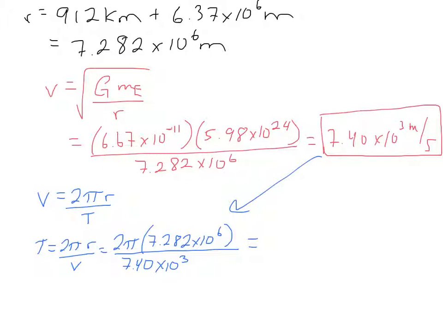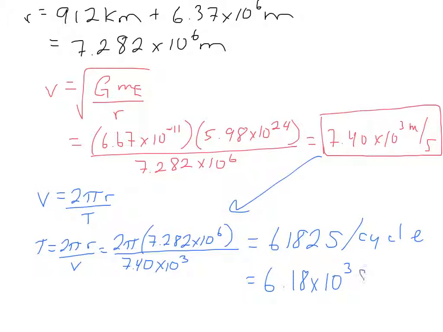And then I would get that I have 6182, and period is always going to be in seconds or seconds per cycle. Either unit is okay. But in order to put this into significant digits, I'm going to have to turn it into 6.18 times 10 to the 3 seconds or seconds per cycle.